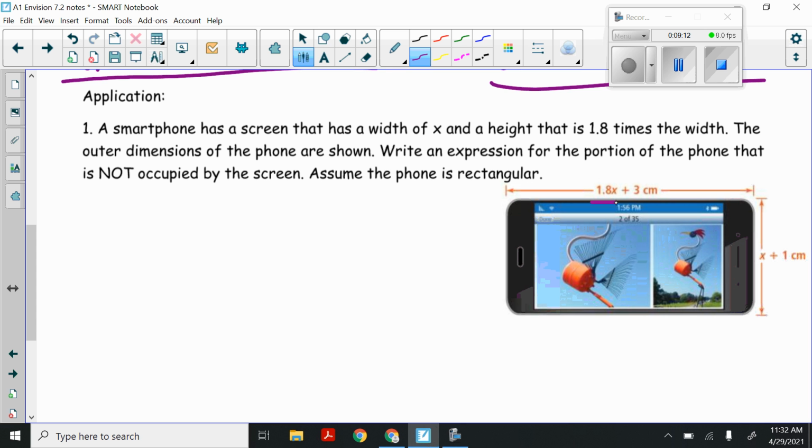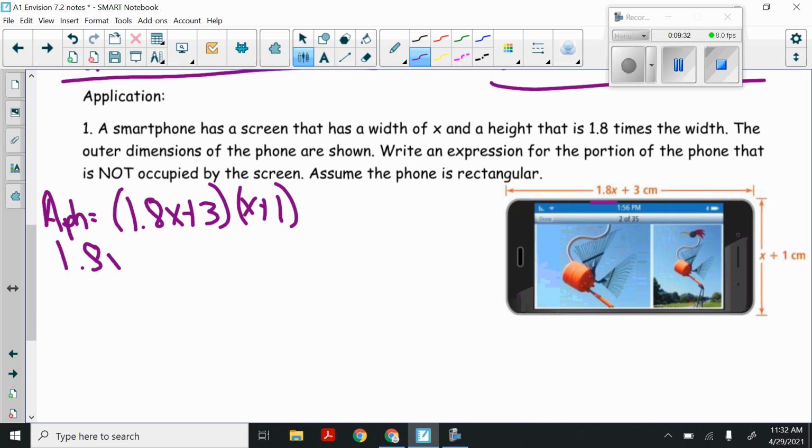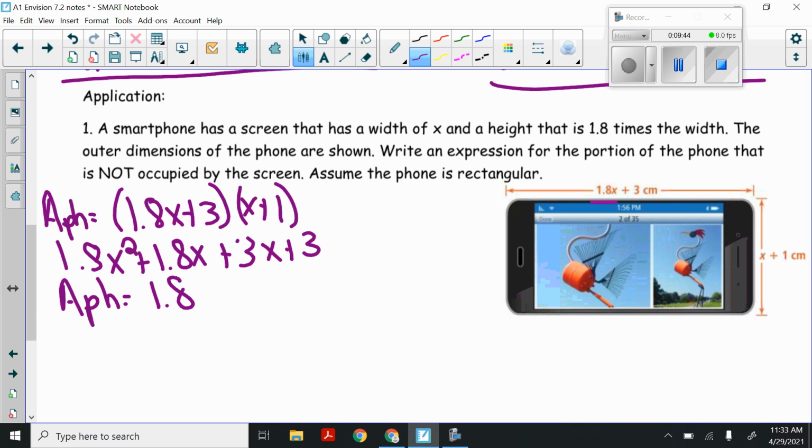And then it tells us to assume that the phone is rectangular. So if we find the area of the phone itself, that's length times width. So 1.8x plus 3 is the length times the width, x plus 1. So it's just binomial times binomial. So FOIL, so I get 1.8x squared plus 1.8x plus 3x plus 3. So the area of the phone, when I combine like terms, I get 1.8x squared plus 4.8x plus 3. And this is going to be square centimeters.